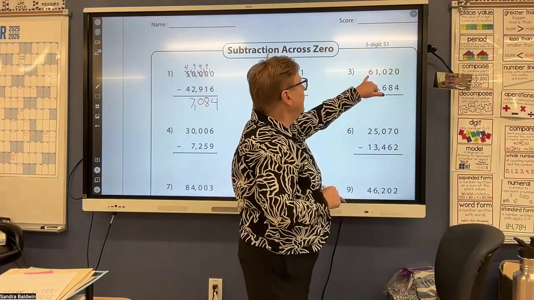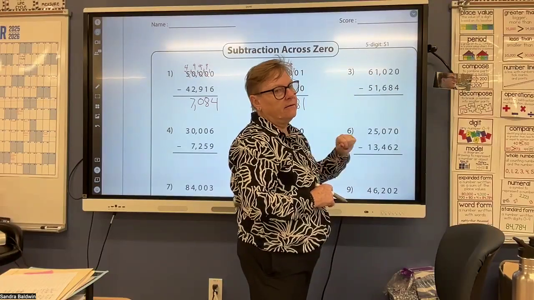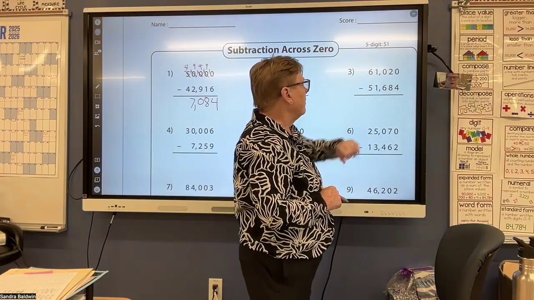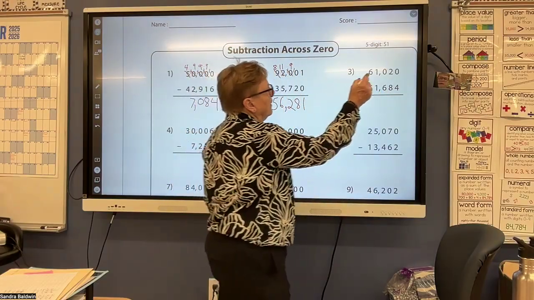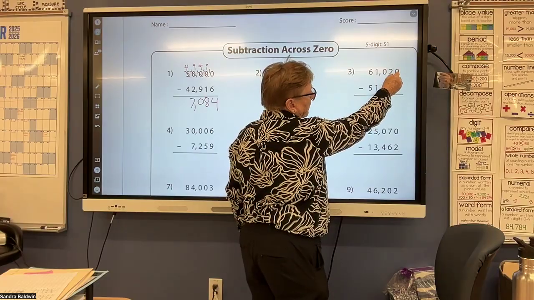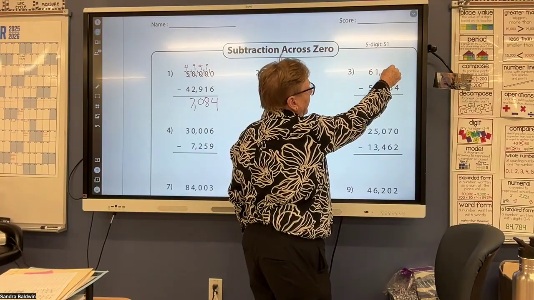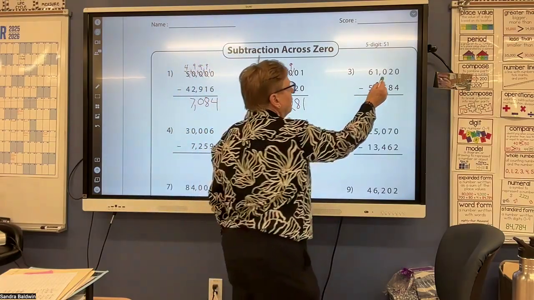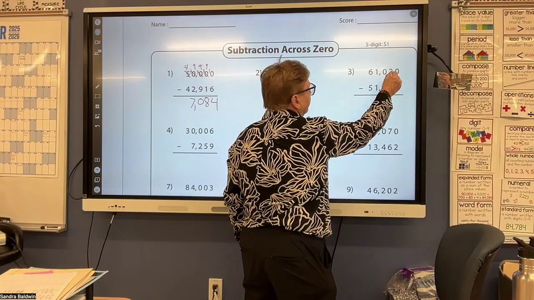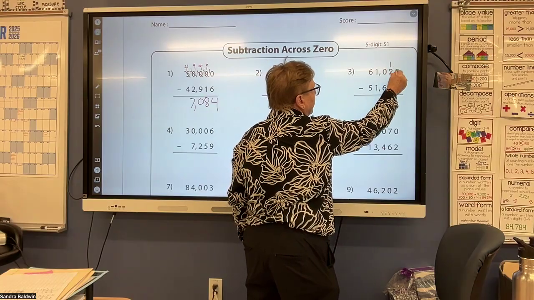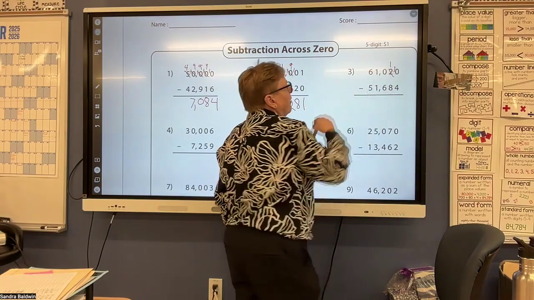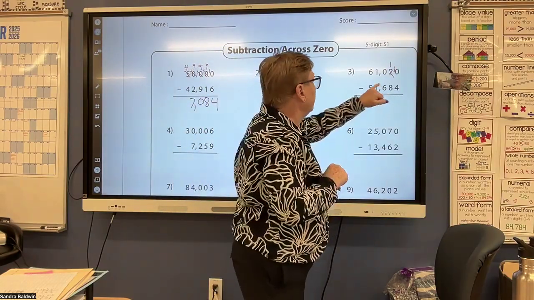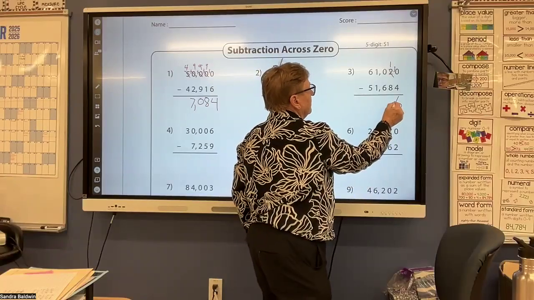Number 3 is 61,020 minus 51,684. So right off the bat in the ones place, I have 0 minus 4. I cannot do that. It's impossible. So I'm going to go next door. I have two 10s. I'm going to take one of those 10s and put it in the ones column. Now I have 10 ones. So now I can subtract 10 minus 4 equals 6.